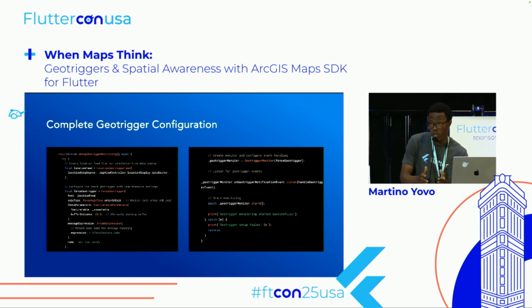When you want to monitor the geotrigger, you actually monitor the fences, the areas or the zones. And every time you're listening to the geotrigger, you can fire the event that you want. So you can check whether the user is exiting a zone or entering another one. All these things can be done with the geotrigger monitor.